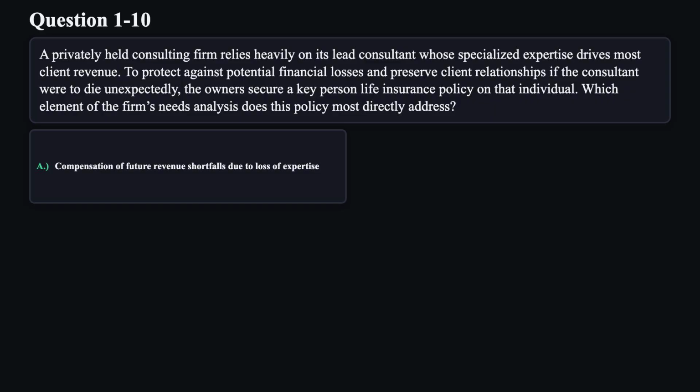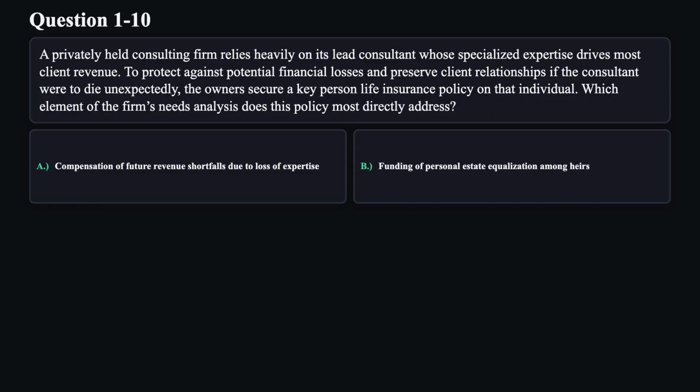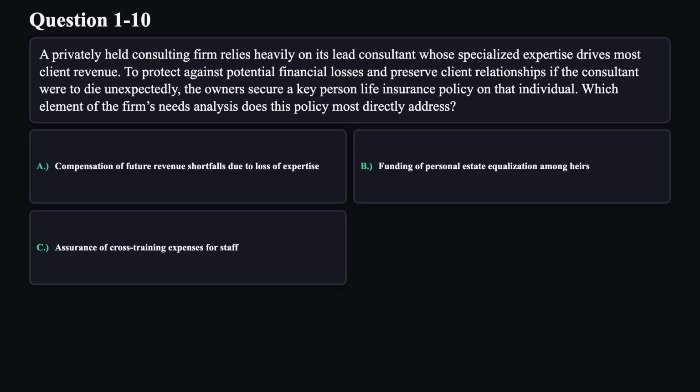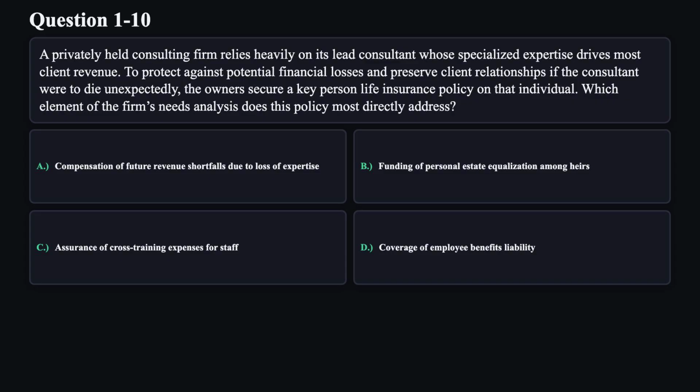A. Compensation of future revenue shortfalls due to loss of expertise. B. Funding of personal estate equalization among heirs. C. Assurance of cross-training expenses for staff. D. Coverage of employee benefits liability.